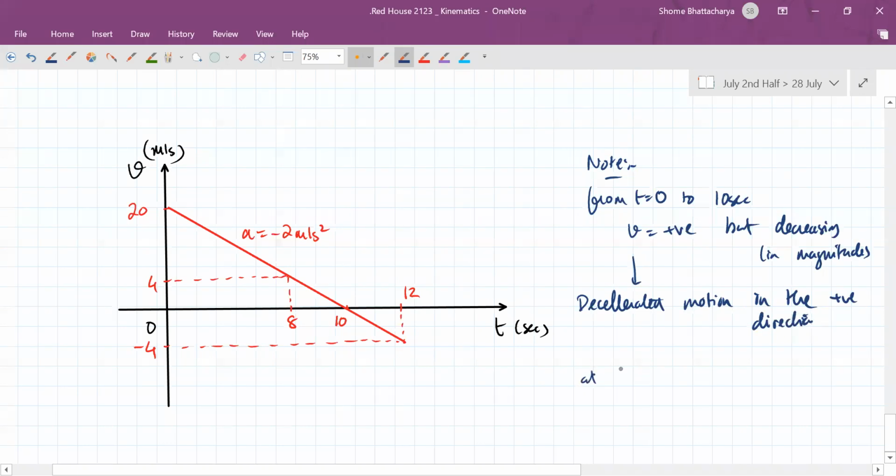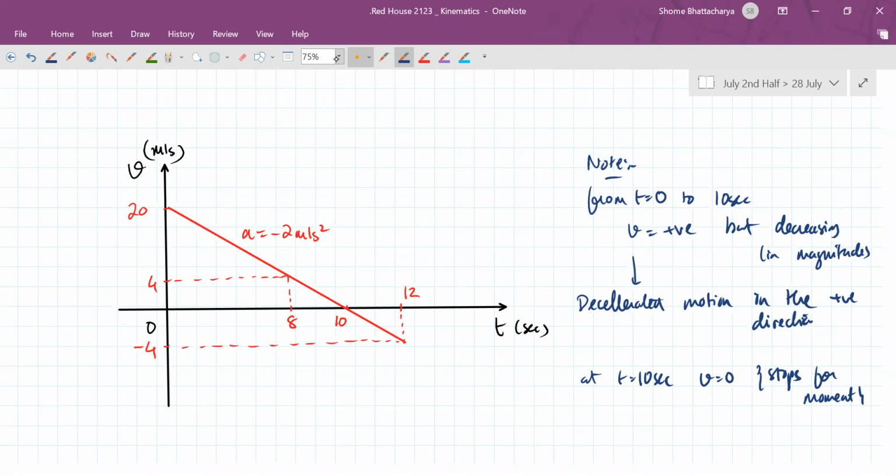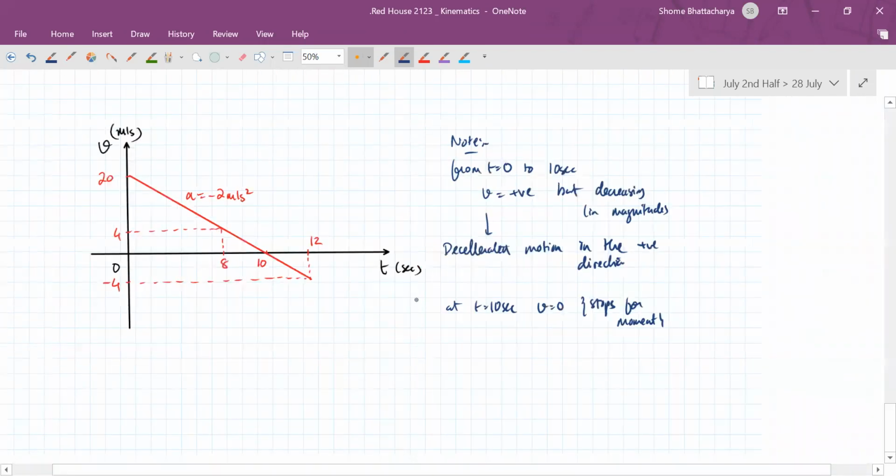Then exactly at t equal to 10 seconds, v is 0. So it stops for a moment. It does not remain at rest, because next moment the velocity is becoming negative. And by moment we don't mean second, we just mean an instant of time.